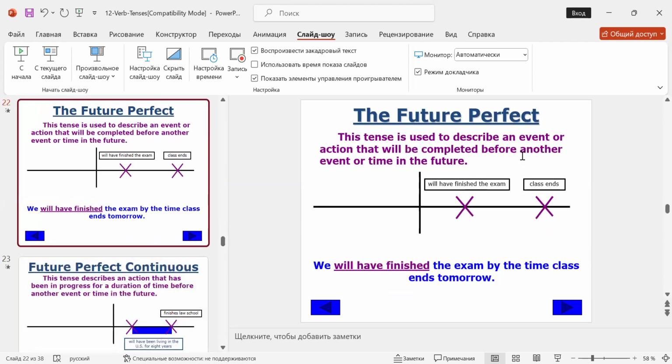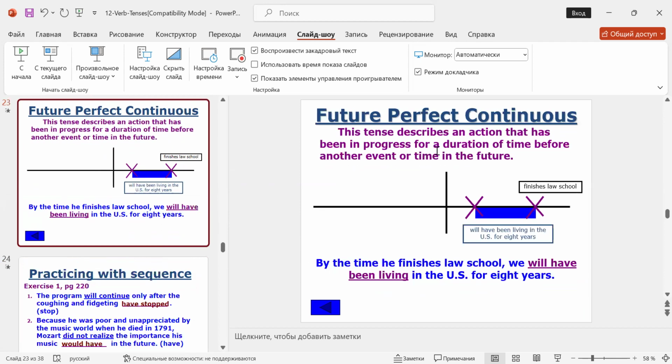The future perfect. This tense is used to describe an event or action that will be completed before another event or time in the future. We will have finished the exam by the time class ends tomorrow.